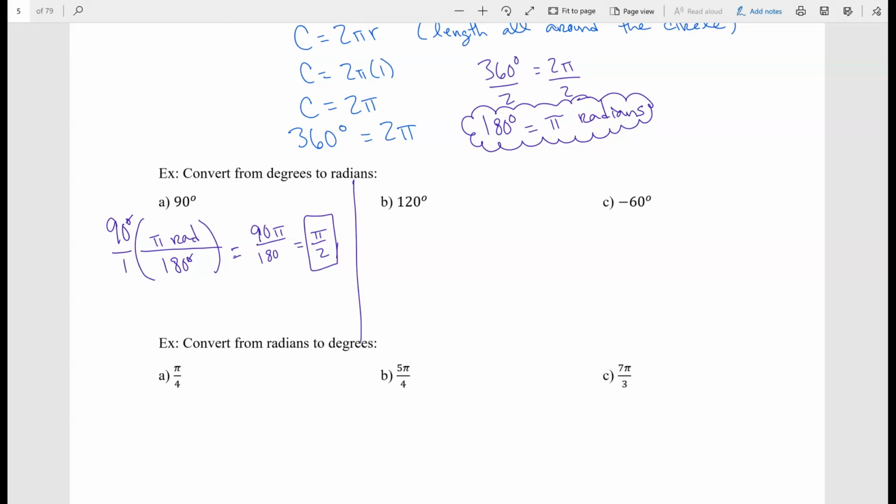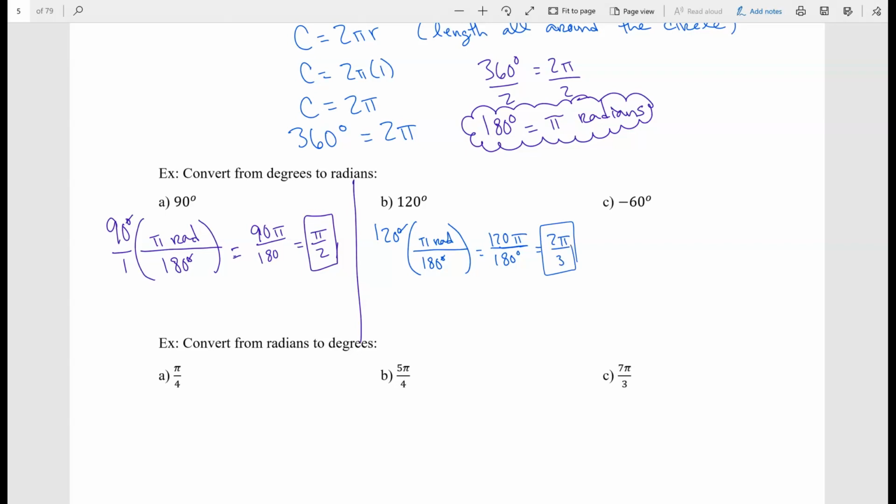Okay, now let's do 120. So we have 120 degrees, and we're gonna convert this. We know that it's 180 degrees and then pi radians. Okay, so the degrees are going to cancel out, and you're left with 120 pi over 180. Okay, so if I simplify this, I'm going to get 2 pi over 3.